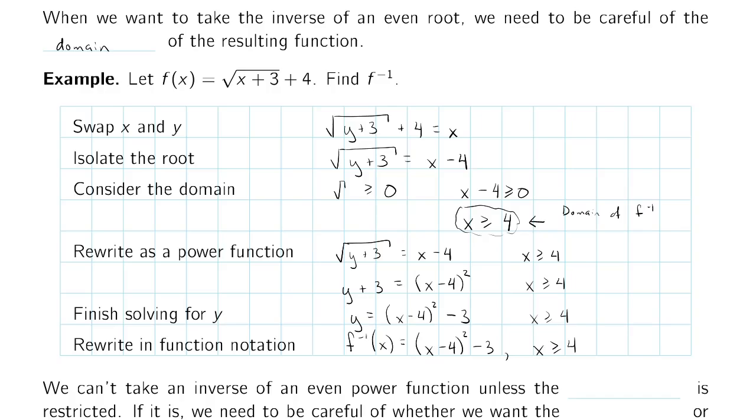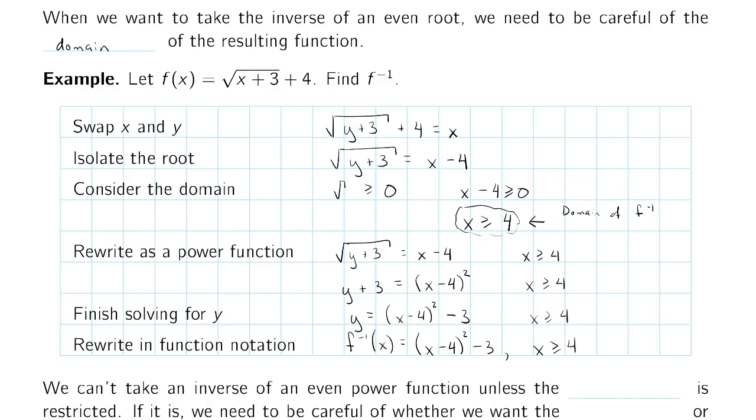So when we're taking the inverse of an even root function, we're going to end up with a power function that has a domain restriction. Could we multiply out x minus 4 all squared and write f inverse of x as a polynomial function? Yes, we could, but we don't have to.